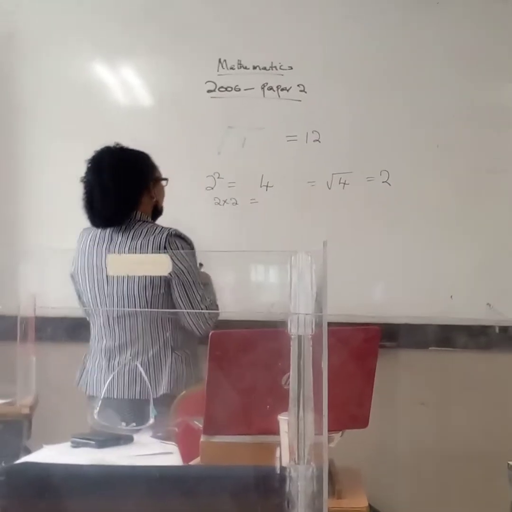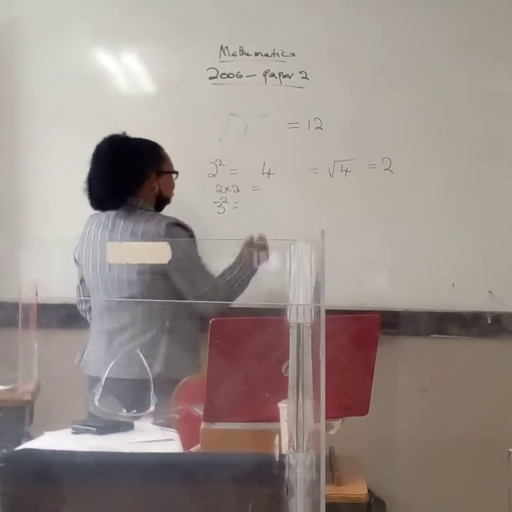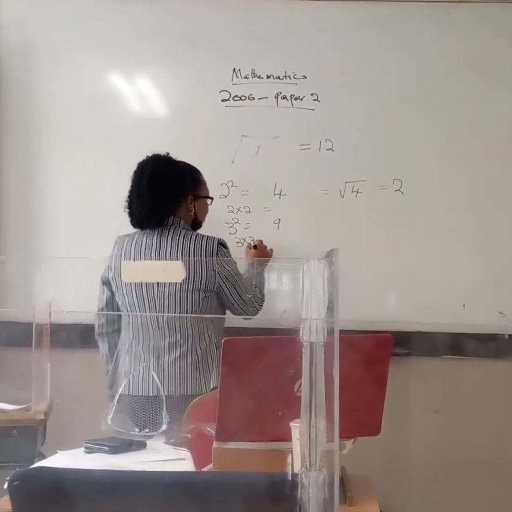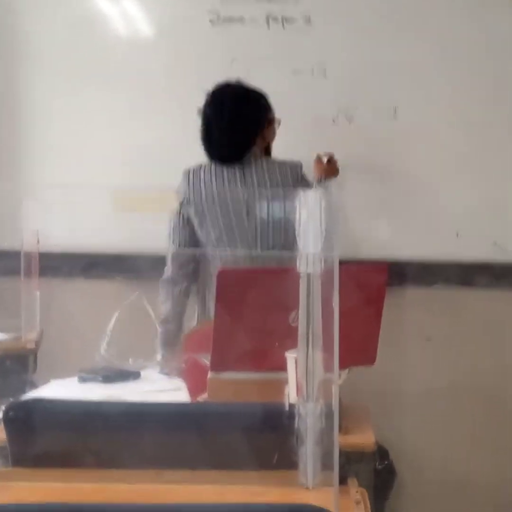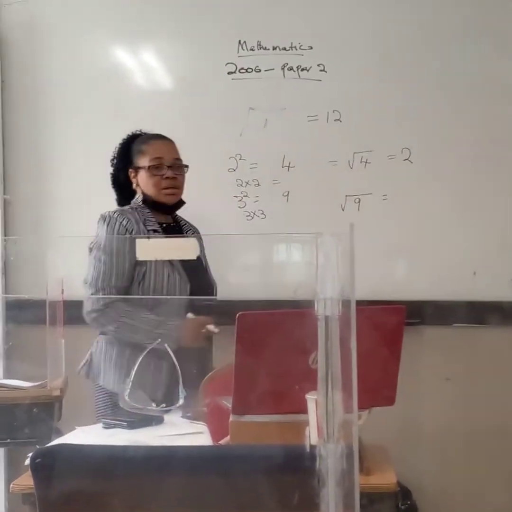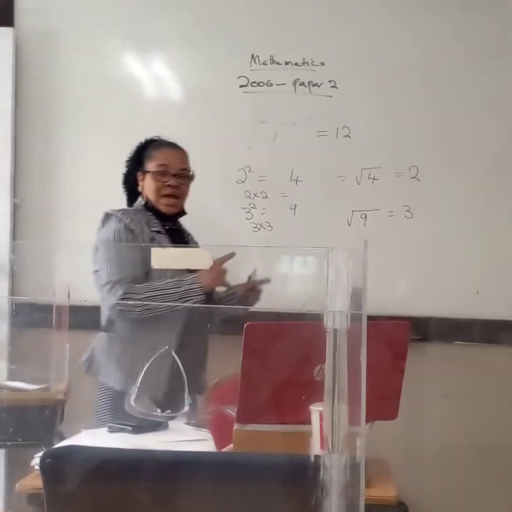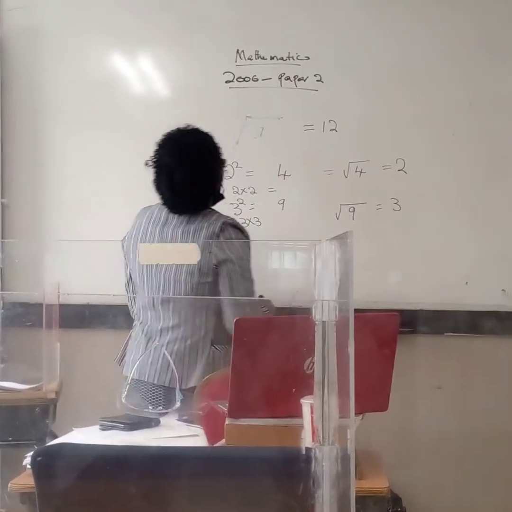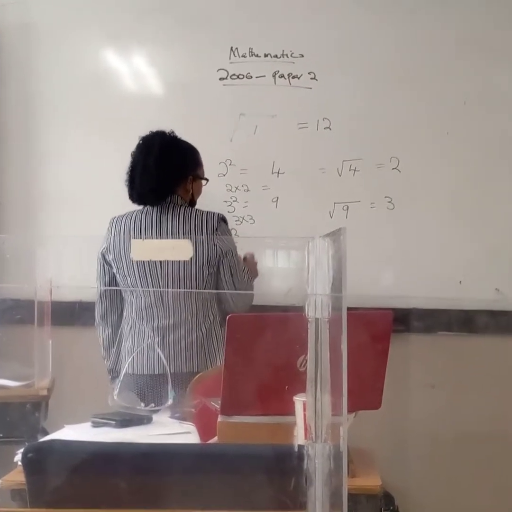Okay, so let's try 3. What is 3 squared? It's going to be 9. It's the same thing as saying 3 times 3. 3 squared equals 9. So if I ask you for the square root of 9, what is my answer going to be? 3. Because I squared 3 to get 9. The square root of 9 is going to give me 3. Okay, so this one is for Amir. What is 4 squared?